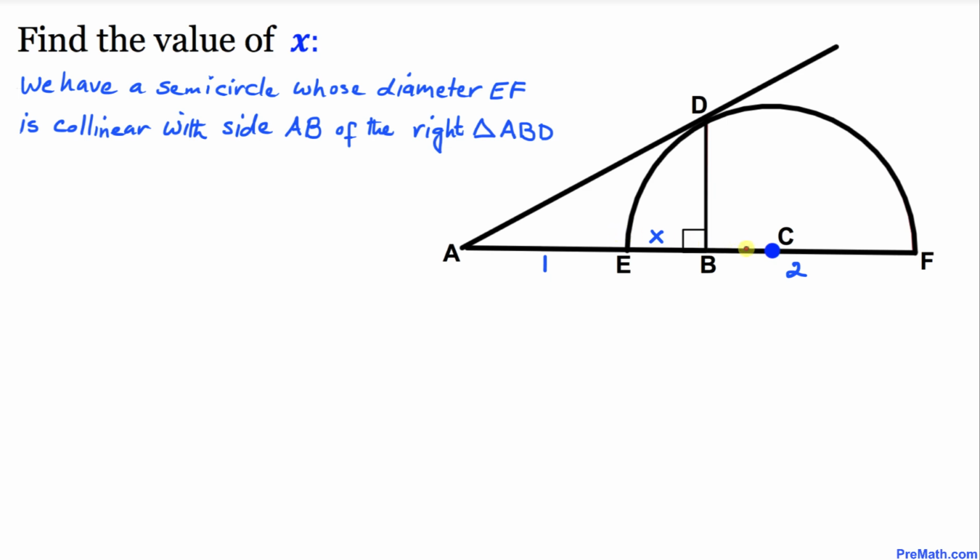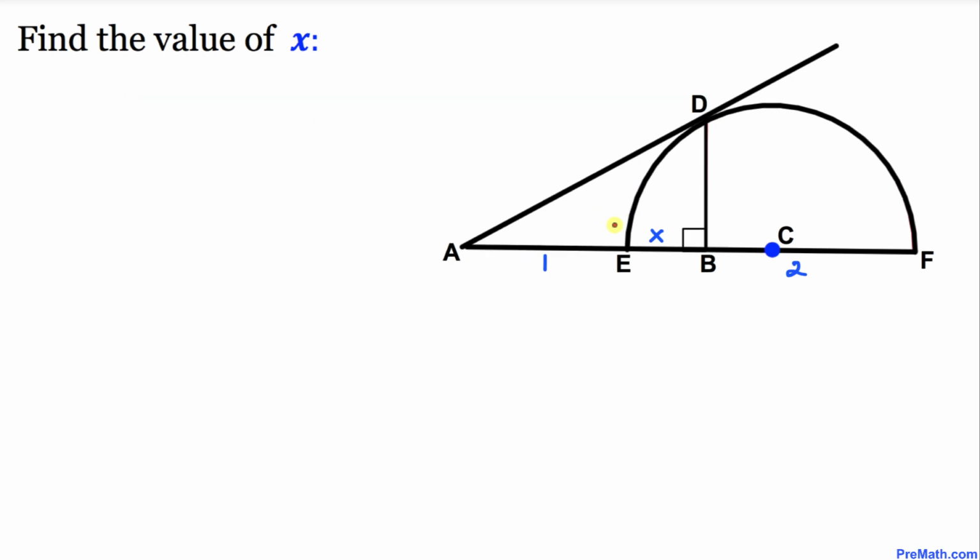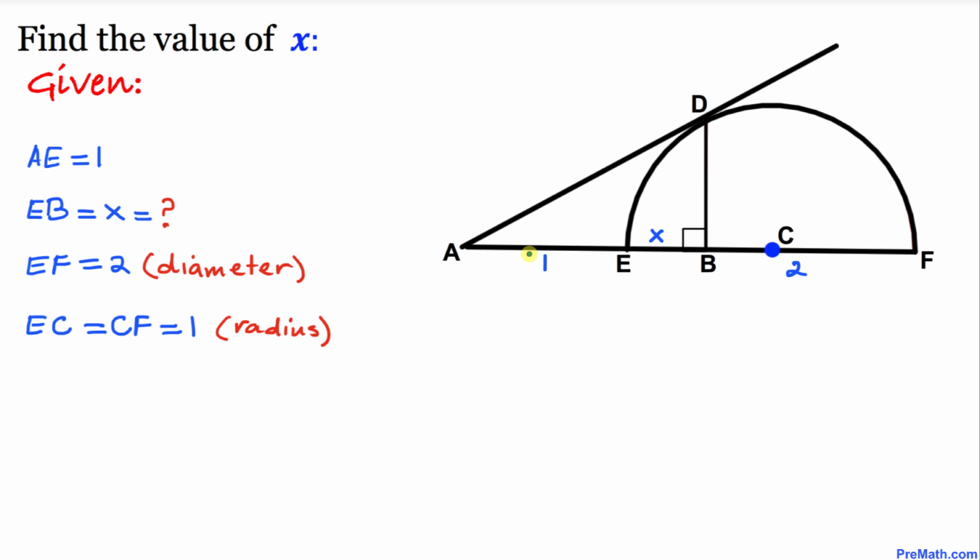In this video tutorial, we have got this semicircle and this right triangle ABD such that the diameter of this semicircle EF is collinear with one side of this right triangle, and moreover this point D is a point of tangency, as you can see in this figure, and we are going to calculate the value of this x.